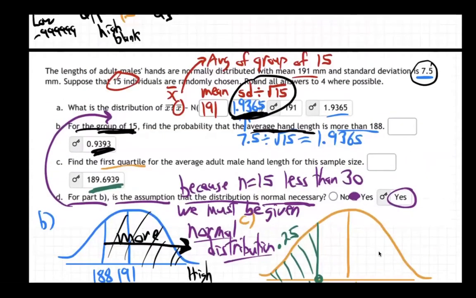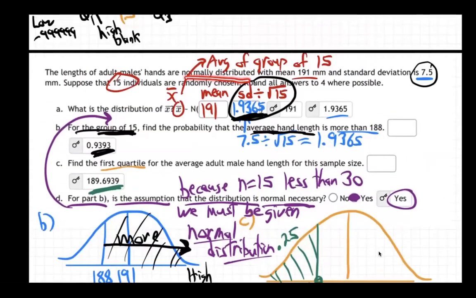Up here, you think, well, they said it right here. They said it's normally distributed. You're right, they did. But I'm saying they had to, and that's the point of this. Because n was only 15, less than 30, yes, they had to tell us that. Was it necessary? They told us, yeah, it absolutely was.